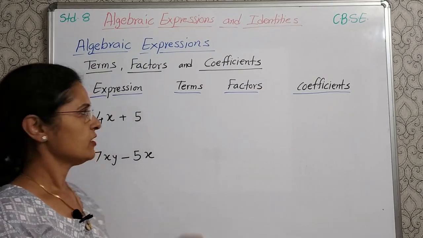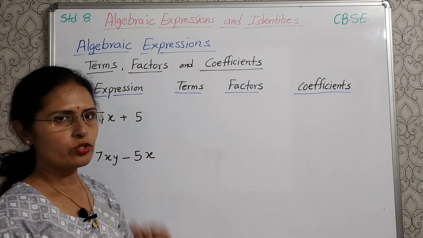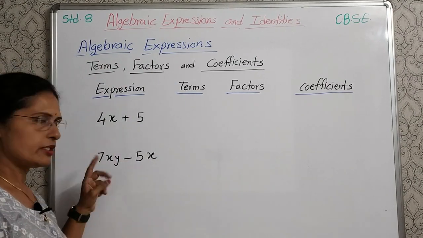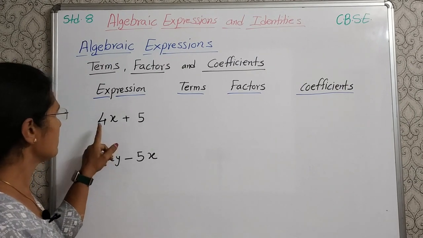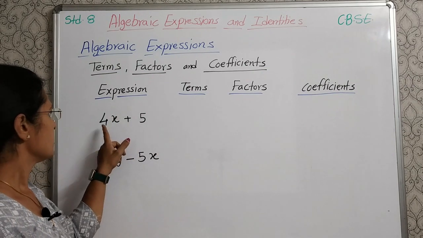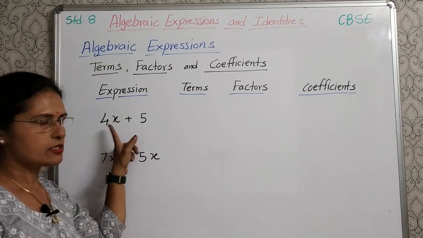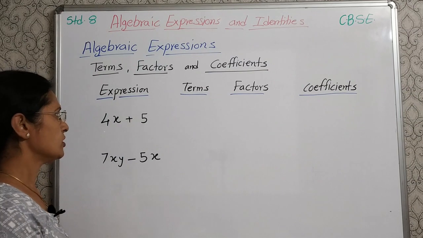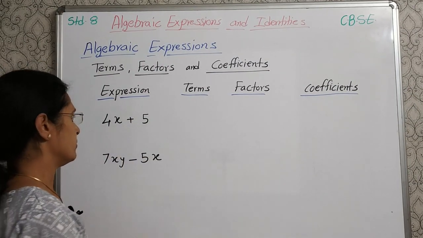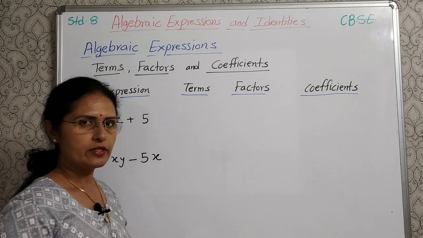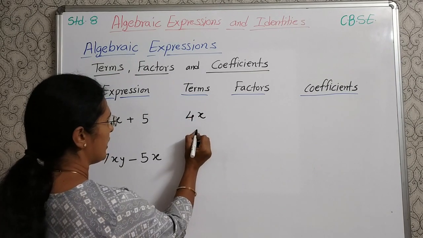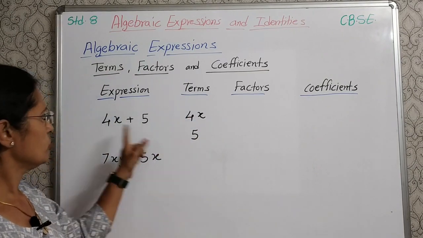Next, let us see what are terms, factors and coefficients in an algebraic expression. See here I have written two algebraic expressions. First is 4x plus 5. Now here the terms, 4x and 5 are the two terms. The terms are added and then the expression is formed. The algebraic expression is formed after adding the terms. So here the terms are 4x and 5. These are the two terms.